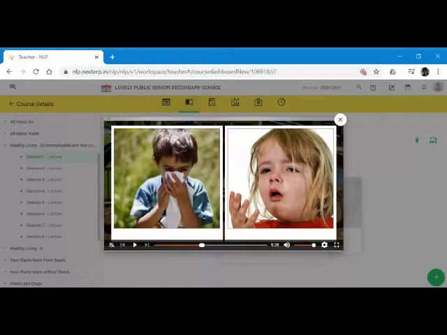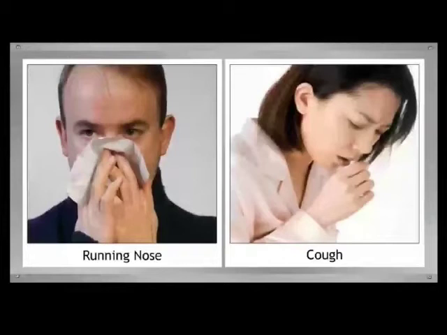For example, the cause of the common cold is a virus. This virus affects the throat and lungs of the person. This is why we have a runny nose and cough when we have a common cold.